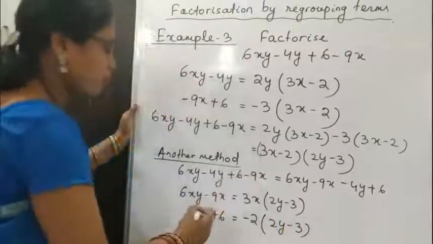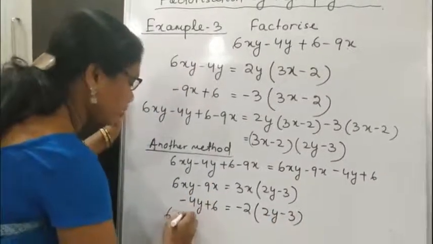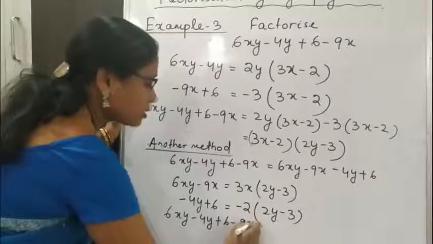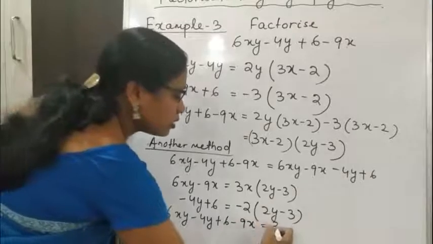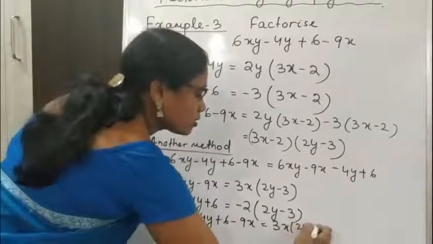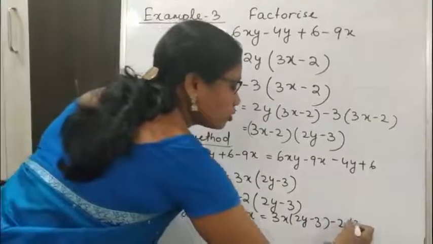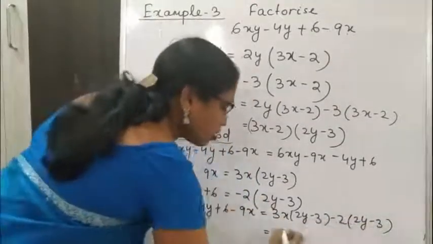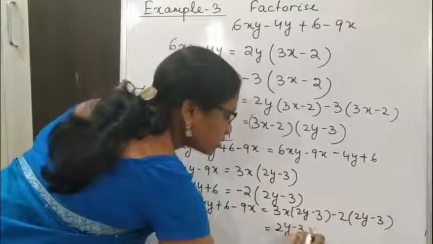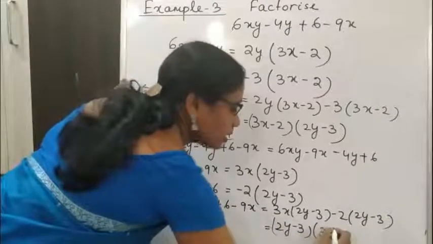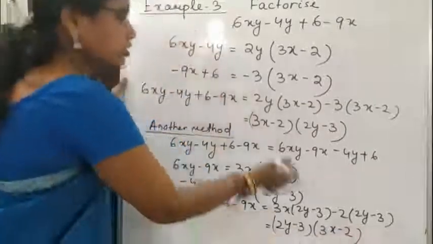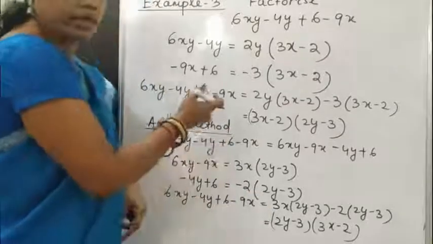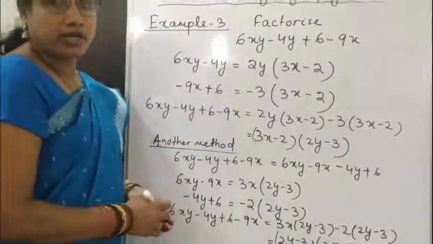Now we can combine. 6xy minus 4y plus 6 minus 9x is equal to 3x into 2y minus 3 minus 2 into 2y minus 3. So 2y minus 3 is the common factor: 2y minus 3 into 3x minus 2. This is the same factorization as our previous one. So you can regroup in any way, and the factorization will be the same.